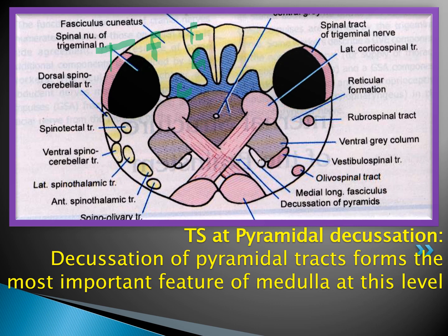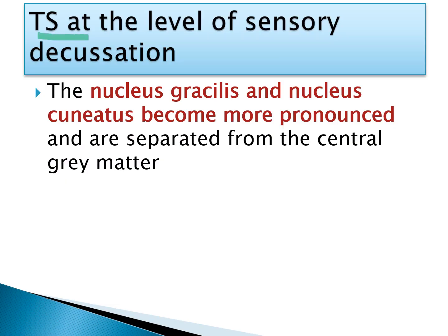So in this diagram, this is the pyramid. They have the pyramidal decussation like this. So they detach this anterior gray column from the base of the anterior gray column. So this contains the nuclei we have just now learned. Now we will start the next level, transverse section at the level of sensory decussation.